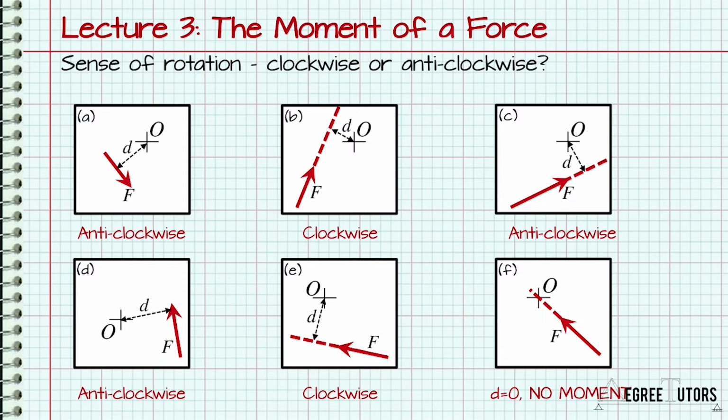The interesting case here is F. In this case, the line of action of the force passes through the point of rotation, and therefore the lever arm D is 0. Remember, moment equals force multiplied by lever arm. If the lever arm is 0, the moment is also 0.